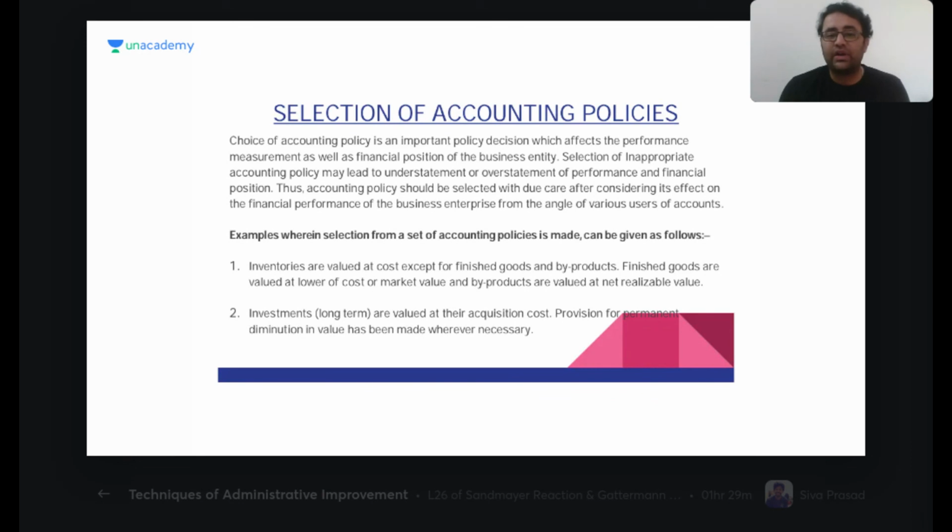Thus, accounting policy should be selected with due care after considering its effects on the financial performance of the business enterprise from the angle of various users of accounts.